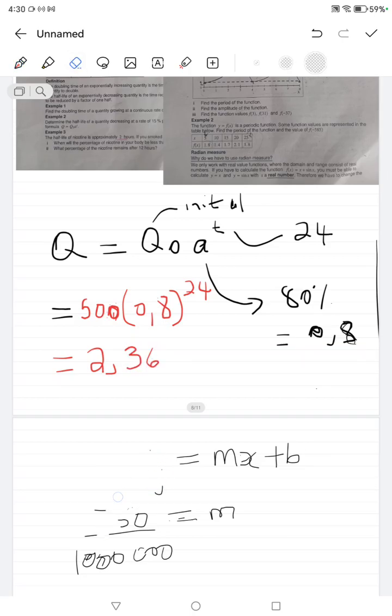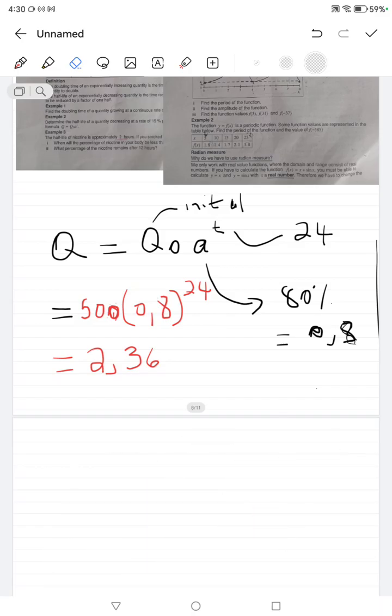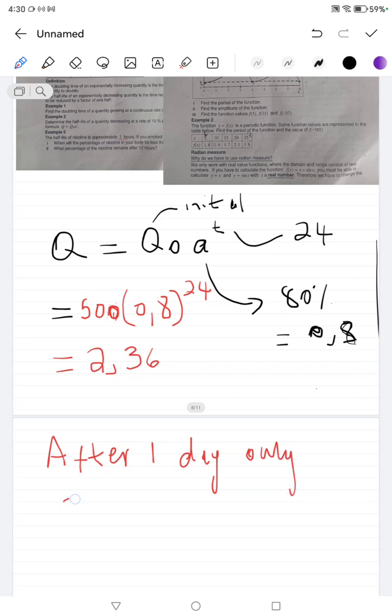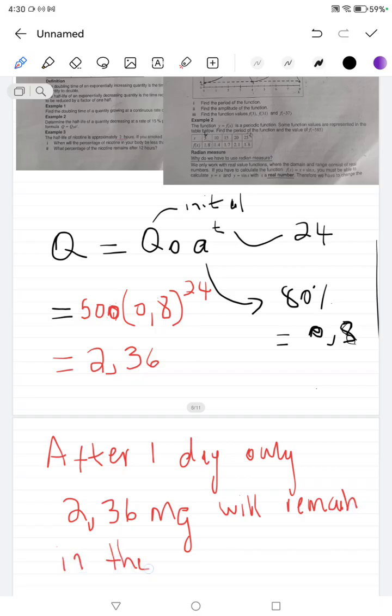So basically this now means you're going to make a conclusion that after 1 day, only 2.36 milligrams will remain in the, is it the blood? The blood system.